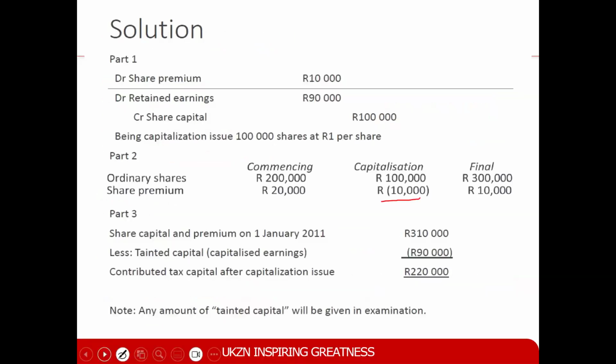So here they say the share capital and share premium will be 300,000. You less your retained earnings, which is your capitalization, 90,000. The contributed tax capital in that case will be 220. Your 220, what does this mean? It means that in this case they did not use the share premium to reduce that.